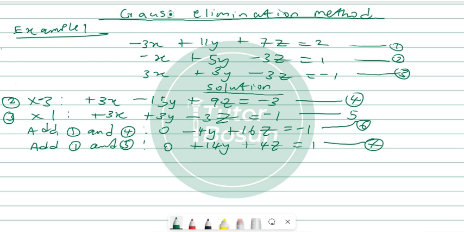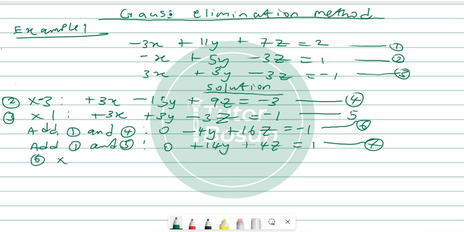As you can see, x has been eliminated. You are left with y and z. You also try to eliminate another unknown, so let's try to eliminate y. How do you eliminate y? You check the coefficient. As you can see, there is no common factor between 4 and 14. So you just multiply equation 6 by the coefficient in equation 7, and also multiply equation 7 by the coefficient in equation 6.